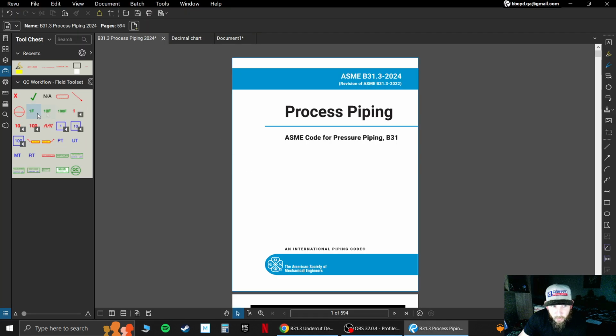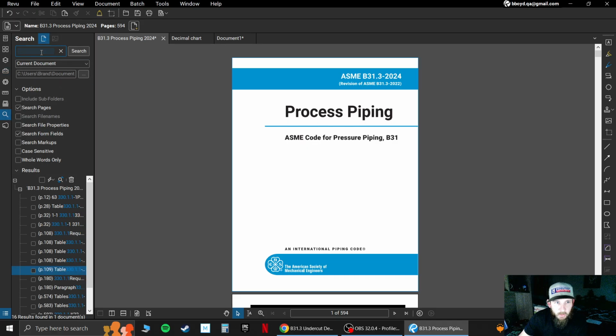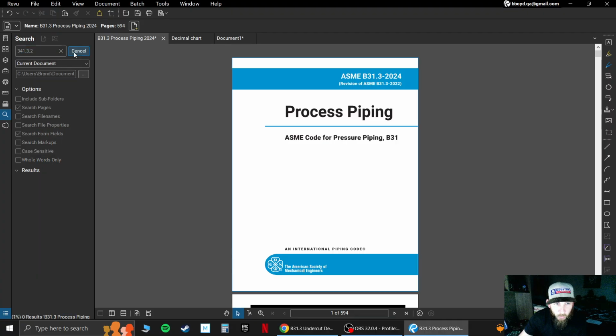So we're going to use the search feature. It's all the way over here to the left. It's got the magnifying glass. And we're going to type in 341.3.2 because that's the table that AI gave us. And we're going to hit search.